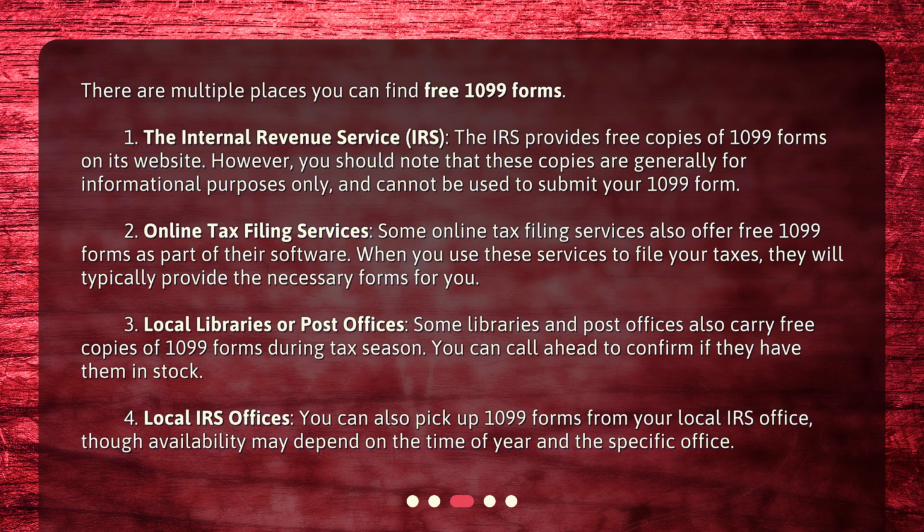2. Online Tax Filing Services. Some online tax filing services also offer free 1099 forms as part of their software. When you use these services to file your taxes, they will typically provide the necessary forms for you. 3. Local libraries or post offices. Some libraries and post offices also carry free copies of 1099 forms during tax season. You can call ahead to confirm if they have them in stock. 4. Local IRS offices. You can also pick up 1099 forms from your local IRS office, though availability may depend on the time of year and the specific office.